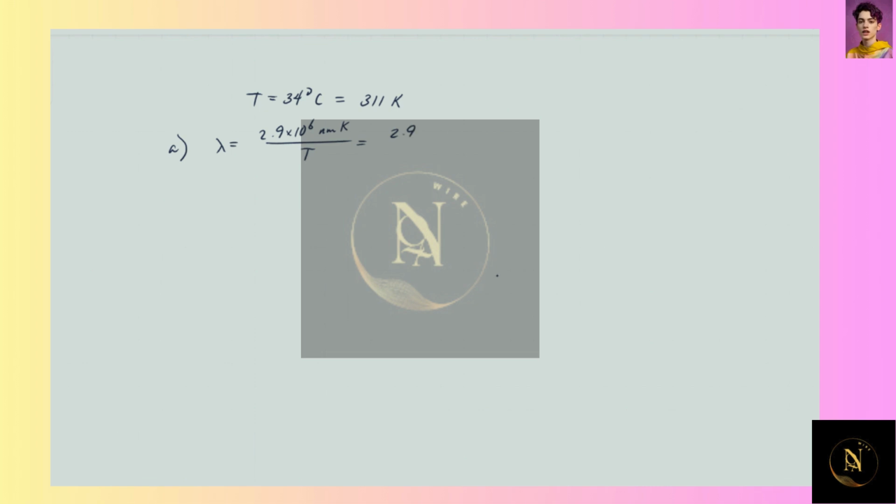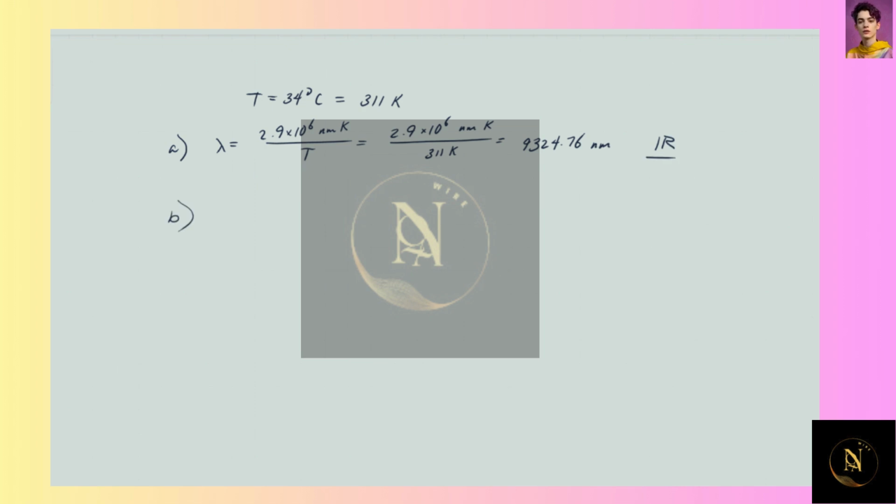So this is 2.9 times 10 to the 6th nanometers times Kelvin divided by 311 Kelvin. And so this comes out to 9,324.76 nanometers. And this is infrared light.